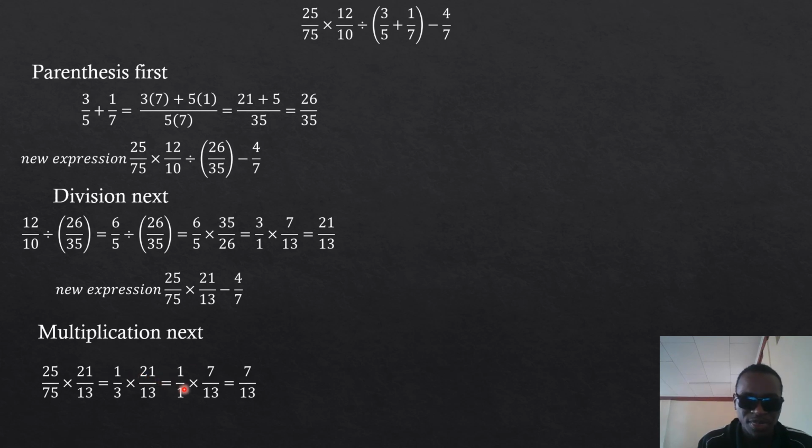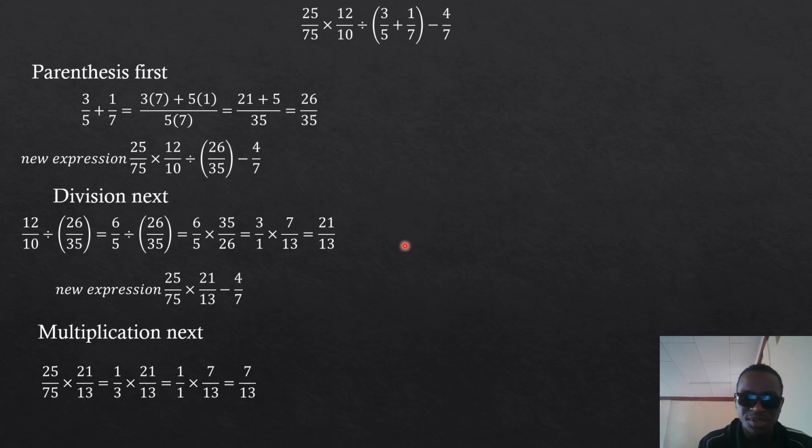Now from this step, this is multiplication of two simple fractions, so we have to multiply the numerators separately from the denominators. So I have 1 times 7, which is 7. 1 times 13 is 13. Okay? This is the answer to this product, this multiplication.